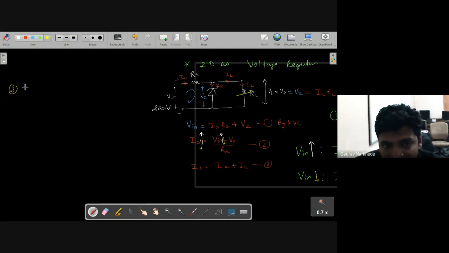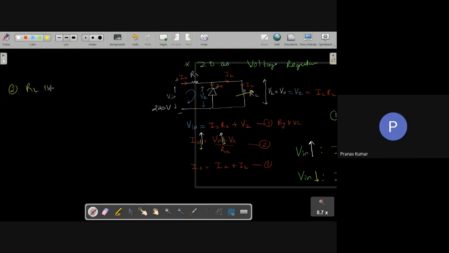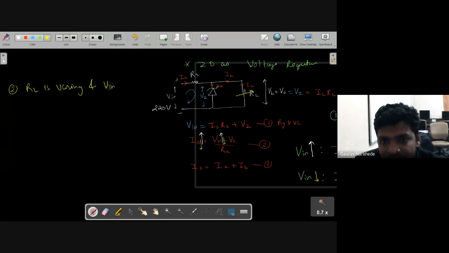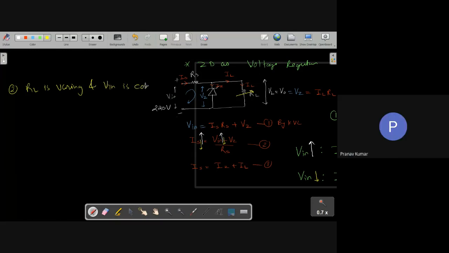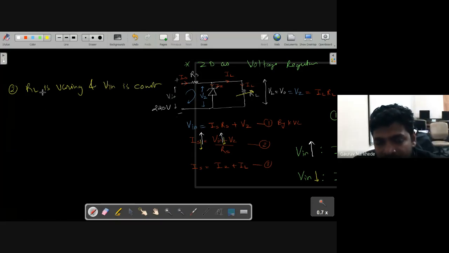So my second thing is that, here we can say that RL is varying and Vin is constant. तो ये क्या? Load regulation, it is giving load regulation. So again can I write the same equations?